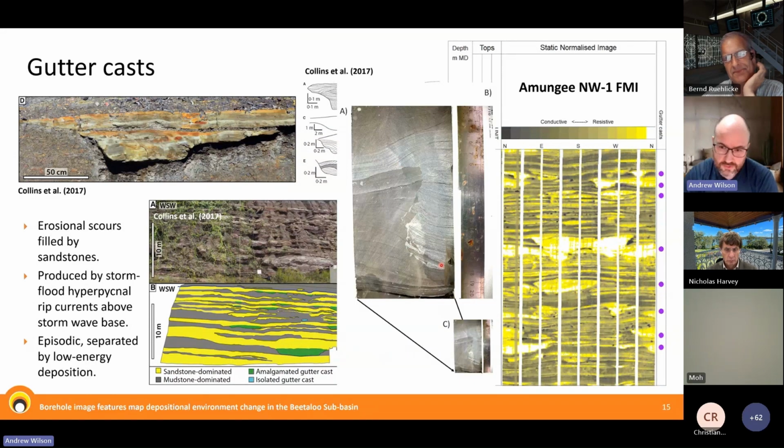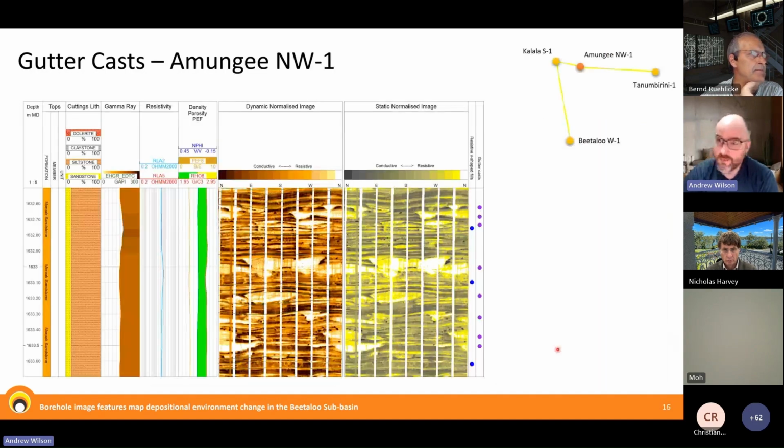This is what they look like in core in the Beetaloo, and typically they have this differential compaction appearance with this sort of undercutting and some brittle or semi-brittle damage. And you can see here this one is filled with hummocky cross-stratification, and that's what it looked like on the equivalent scale. I'll just show you some more examples.